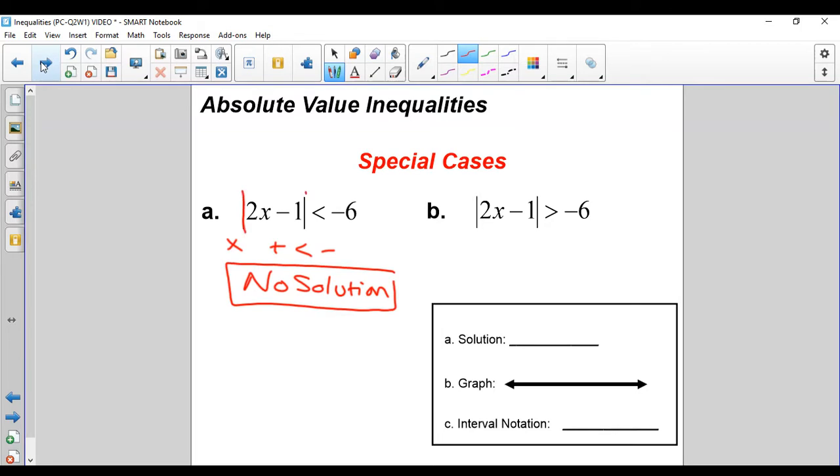First one's no solution here. You have an absolute value less than a negative. I don't care what's inside. I don't care what's on the other side. If it's absolute value less than a negative, it's done. It's no solution.